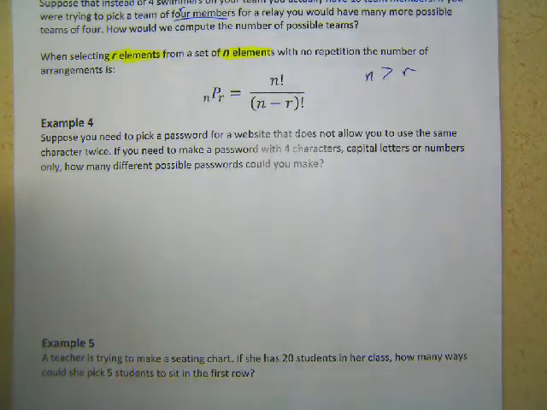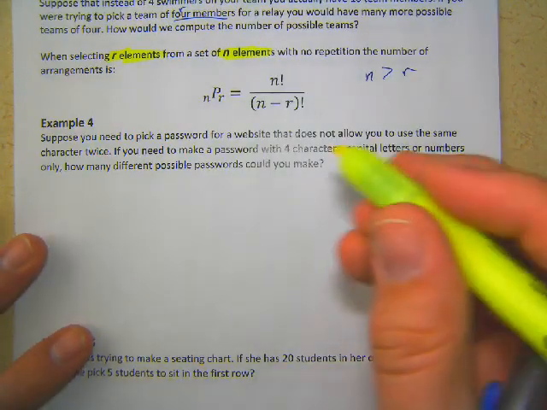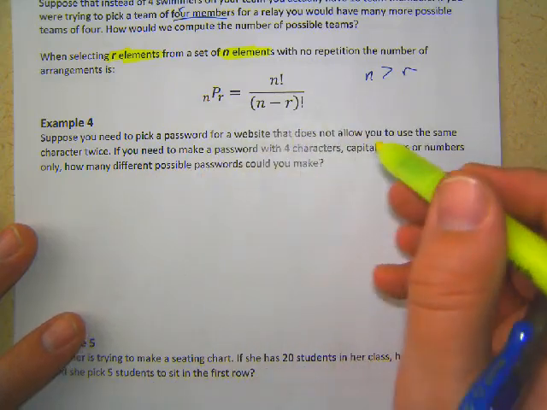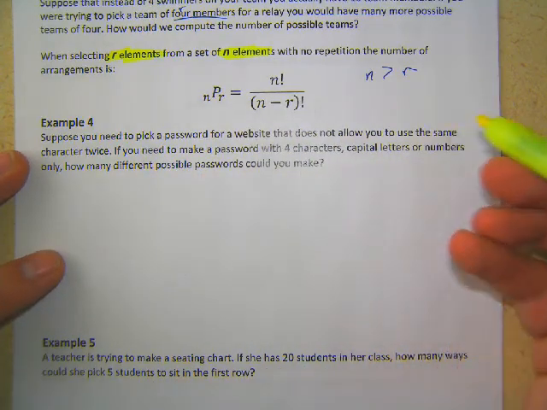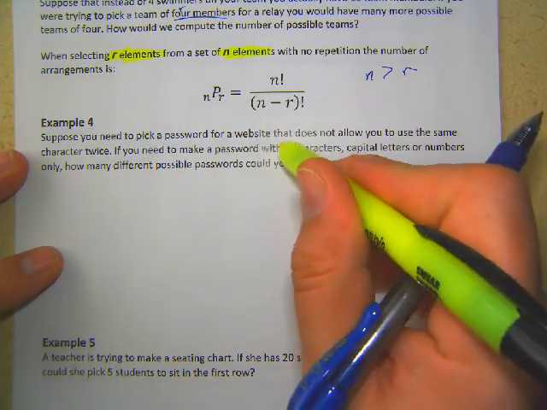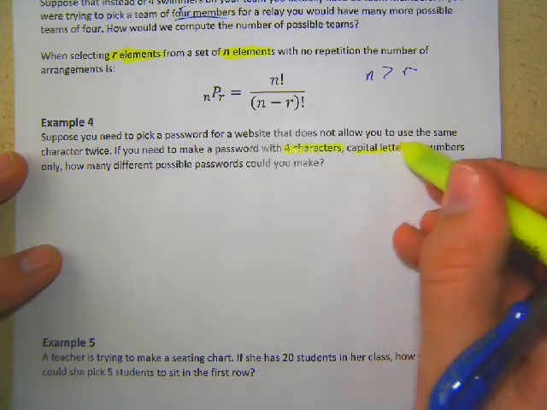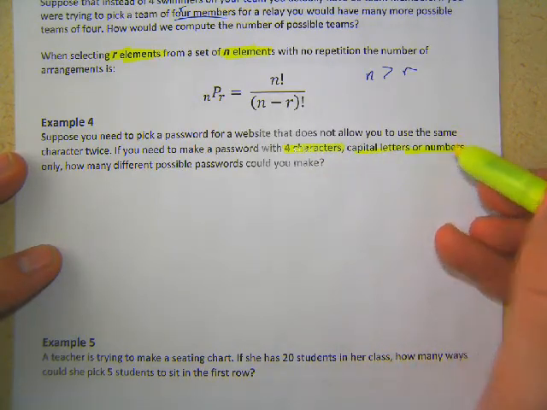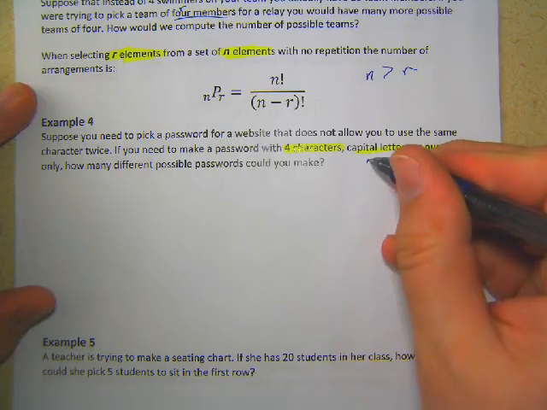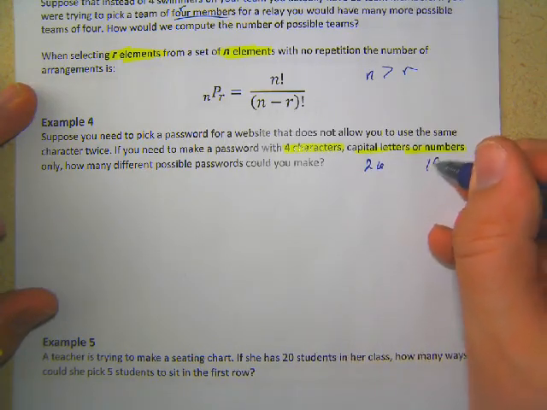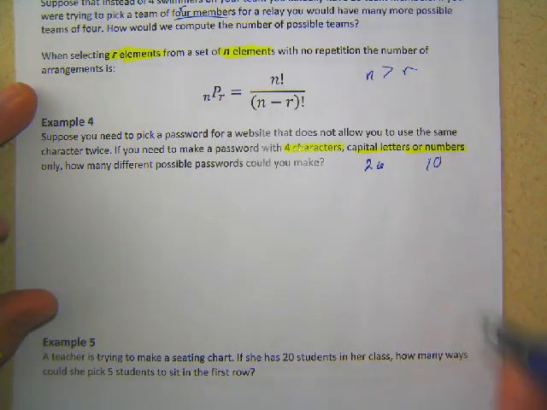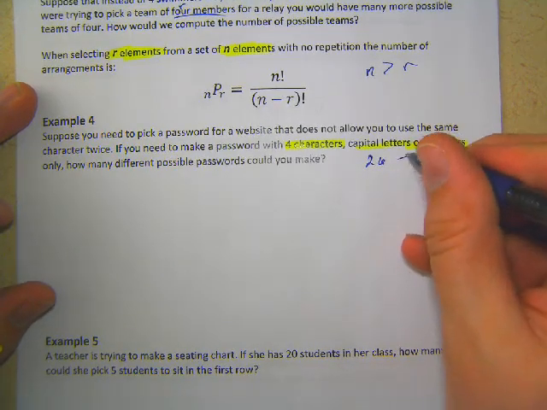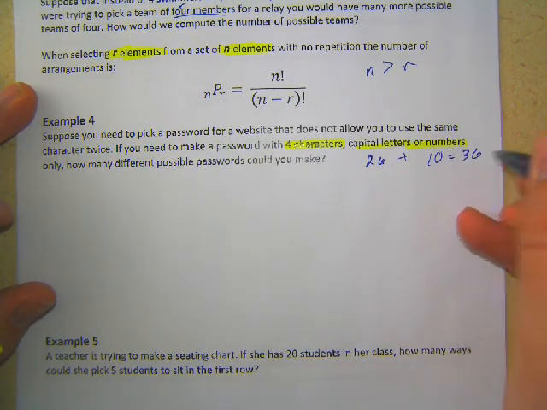So let's do it. Suppose you're trying to pick a password for a website that does not use the same character twice. You can make a password with 4 characters, 4 capital letters or numbers only. First off, notice I have 26 capital letters I can choose from. I have 10 numbers, 0 through 9. I always get people to think it's 9. That'd be if you were doing 1, 2, 3, 4, 5, 6, 7, 8, 9. You can also include 0. That's why there's 10. So I actually have 36 possible options.